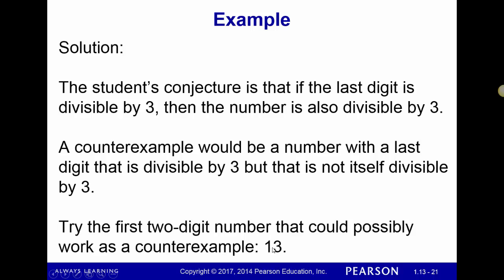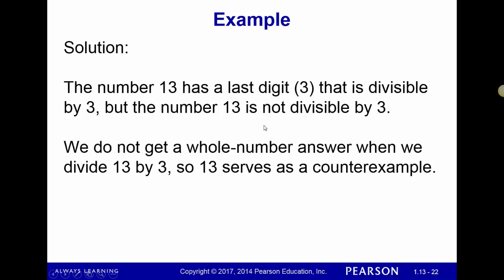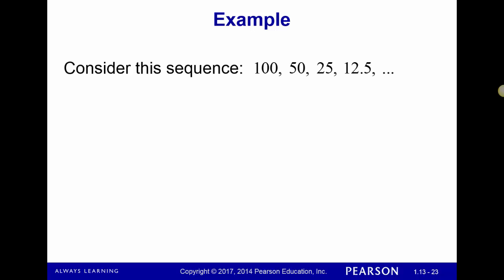So let's try the number 13. It ends in a 3, but the number 13 is not divisible by 3, so therefore this is a counterexample. There are many others, but you only need one in order to show that a hypothesis or a conjecture is not true. So that last number is a digit that's divisible by 3, but the number itself is not. We don't get a whole number answer when we divide 13 by 3, so 13 serves as a counterexample.